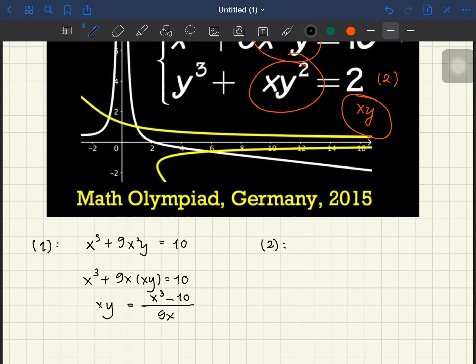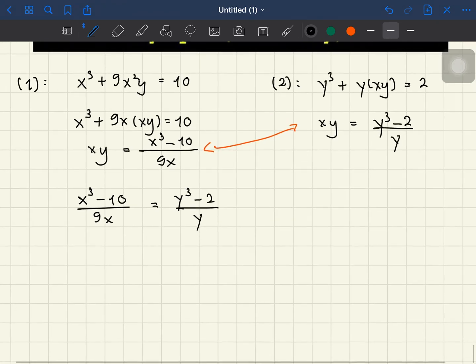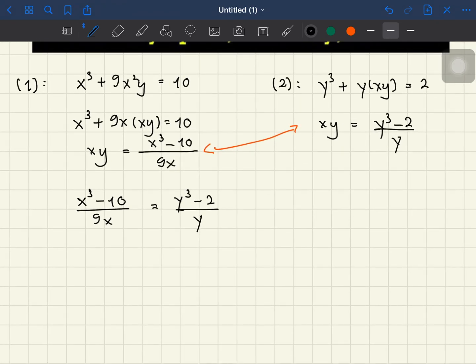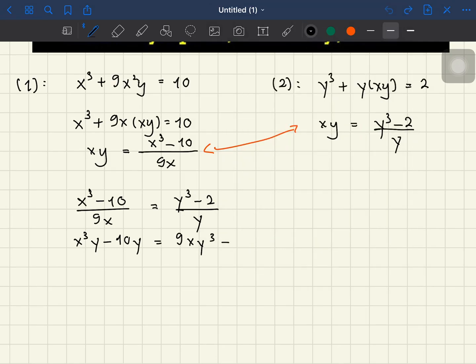You apply the same concept to the second equation. You will have y cubed plus y times xy equals 2, and then xy equals nothing but y cubed minus 2 over y. Then we equate these two, and we get x cubed minus 10 over 9x equals y cubed minus 2 over y. The next step is very important. I just eliminate the fractions by cross multiplying. I will have this, and I will have this too, which is supposed to be 18x.